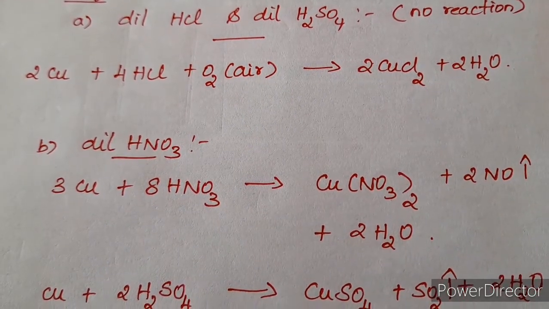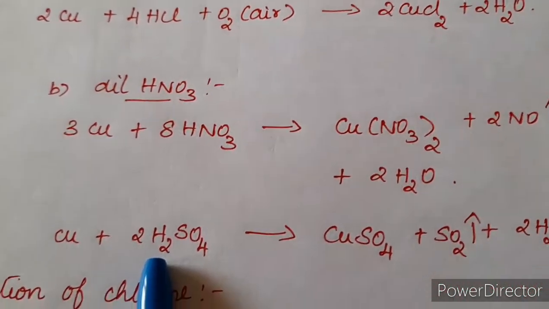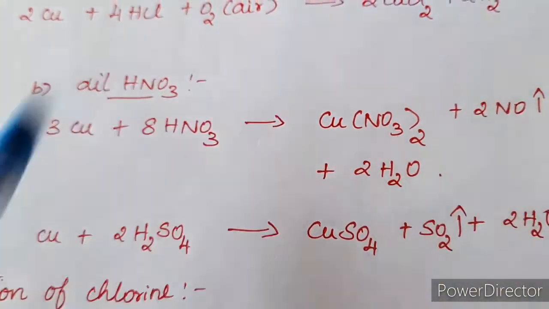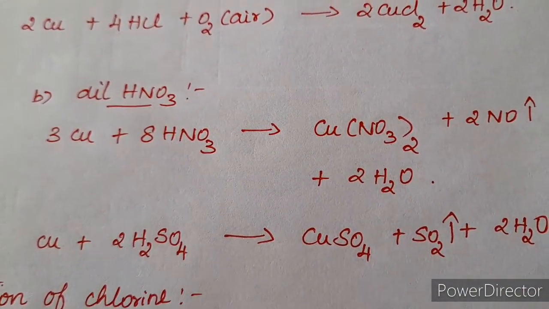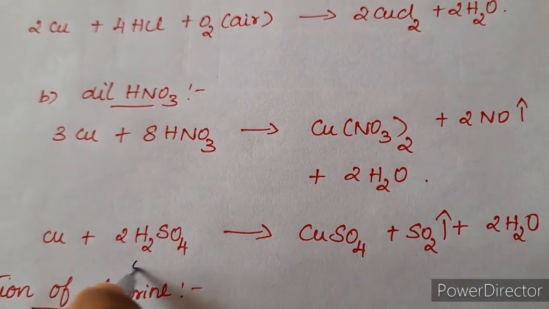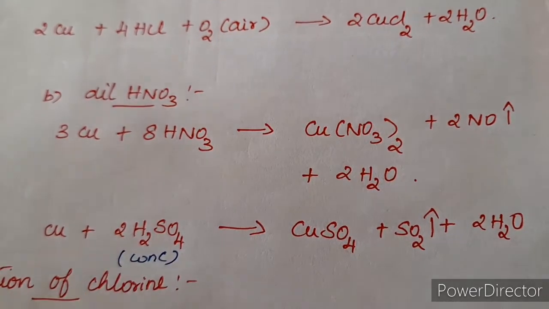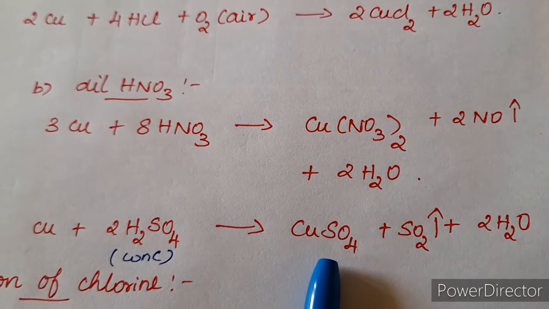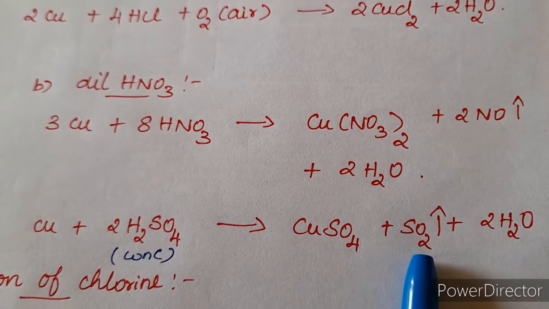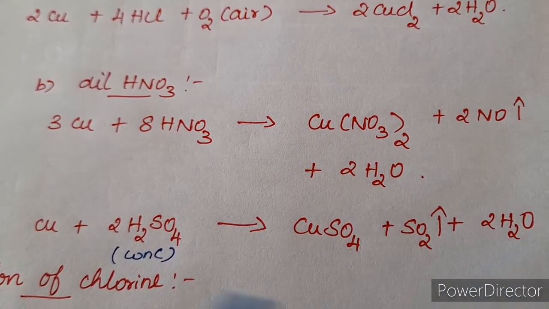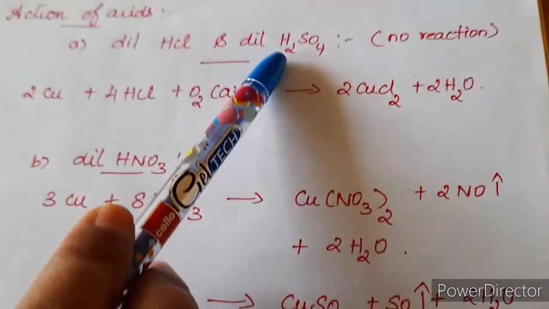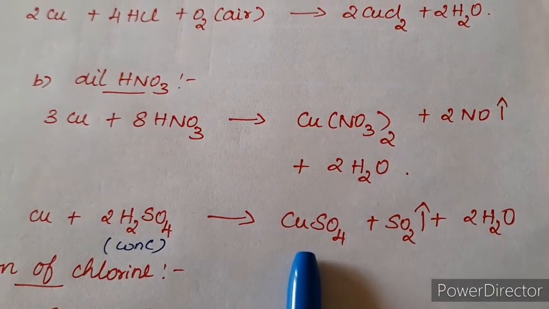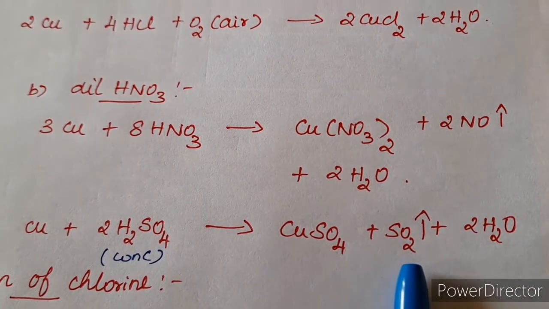When it is treated with dilute sulfuric acid, now what happens? It doesn't show any reaction. Now when it is treated with concentrated sulfuric acid, it will form copper sulfide with the liberation of sulfur dioxide and water. So with dilute hydrochloric acid and dilute sulfuric acid, there is no reaction. With concentrated sulfuric acid, it forms copper sulfide with the liberation of sulfur dioxide.